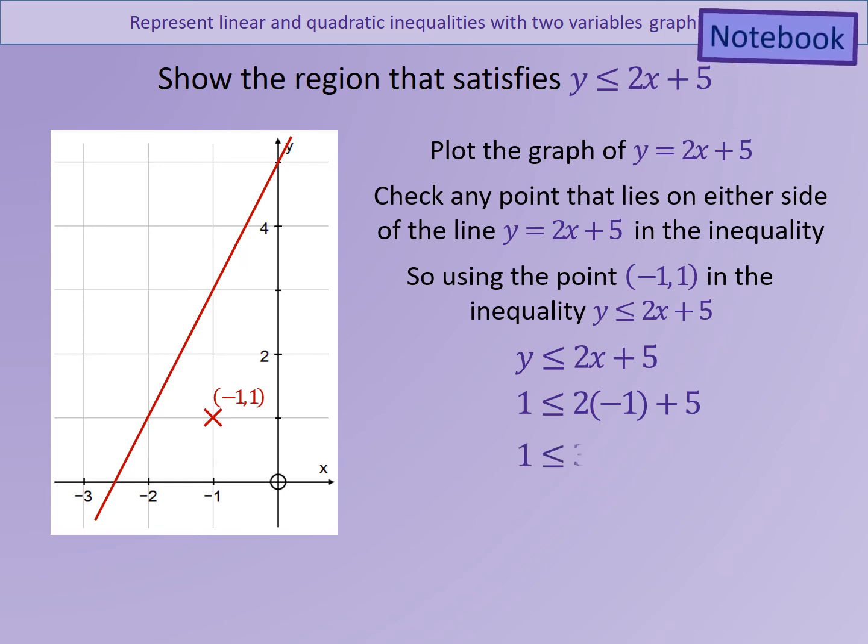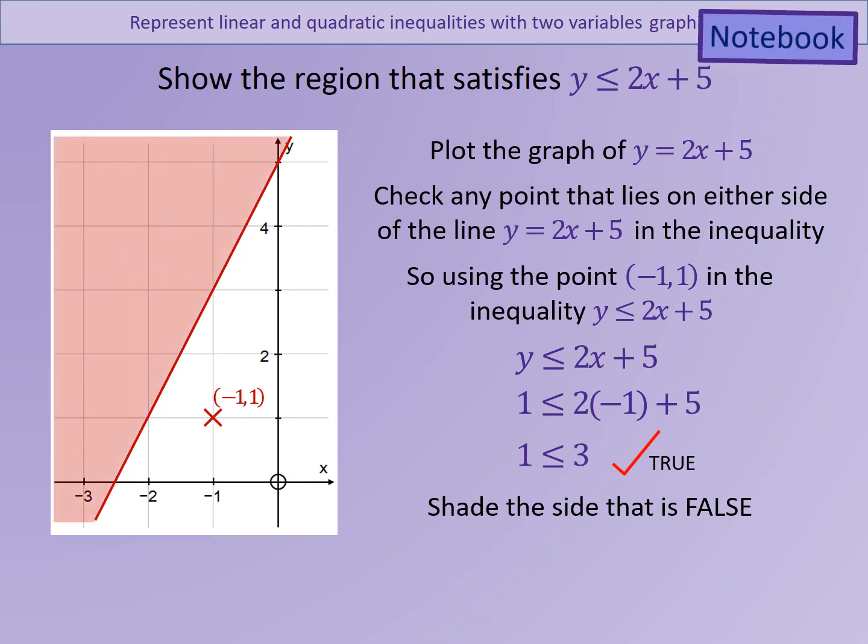So if I do a bit of maths on here, 1 ends up being less than or equal to 3, which of course is true. So that's good. That means that our point that I've chosen at random is on the right side of the line for my inequality. So what we do is we shade the part of the graph that is false. So the part that remains unshaded is the bit that I am actually interested in.